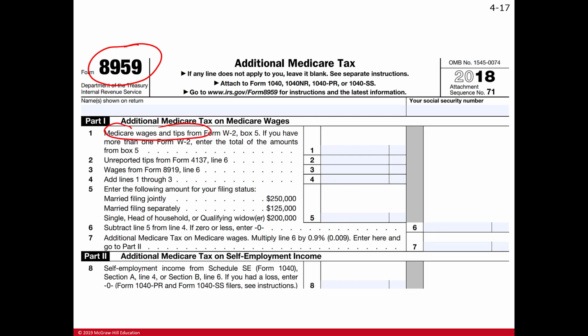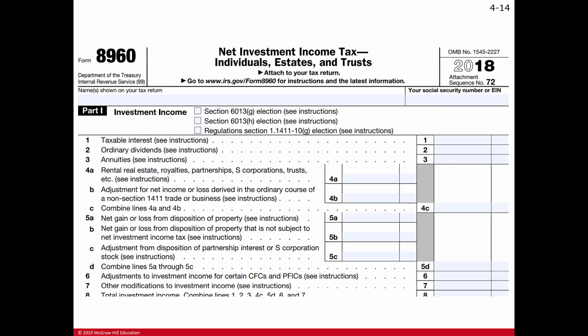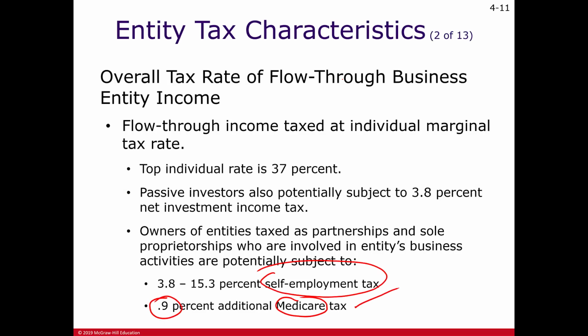Here, wages or self-employment income above a certain threshold. Here's part of it for wages, and additional amounts for self-employed below, subject to that 0.9% more Medicare tax. So all of these taxes have to be considered when you're deciding what type of business entity to choose to run your business. Okay, this is the end of part one. So continue into part two video lecture for chapter number 4.